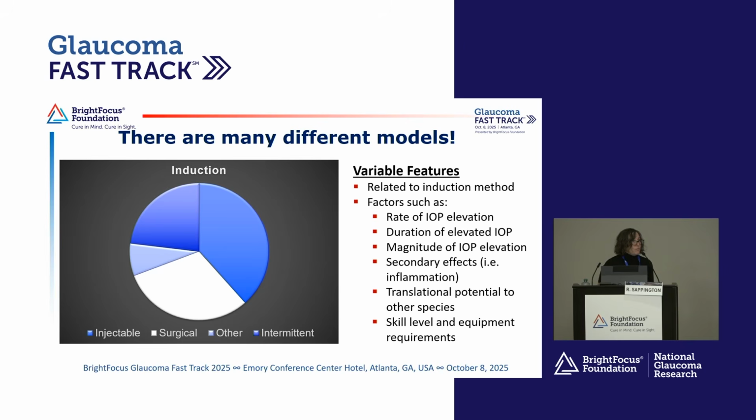There's also considerations to be had around the ability to translate a model from mice, which we've talked about quite a bit this morning, into some larger animals that you'll hear about later this afternoon. And then one of the other features that I think is important to consider is skill level and equipment requirements. So for each of these categories, I'm going to go through and hit the highlights of models that you'll see quite a bit in the literature, and where they compare on all of these points.